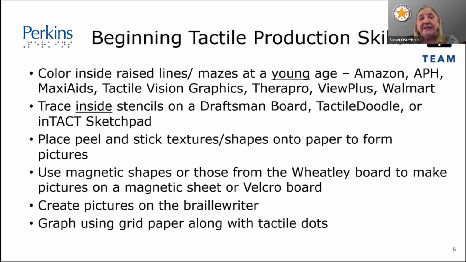They also need to be able to trace inside stencils on a draftsman board, a tactile doodle, or an in-text sketchpad, and they will be continuing to do that all the way up through the grades and even into high school. They still will need to be able to peel and stick textures and shapes onto paper to form pictures, or use magnetic shapes or those from the Wheatley board to make pictures on a magnetic sheet or the Velcro board. And then finally, they will need to be able to create pictures on the Braille writer. And then we can also have a graph using grid paper along with tactile dots. So just keep that in mind. We talked about that in webinar 1, but it is still very important.